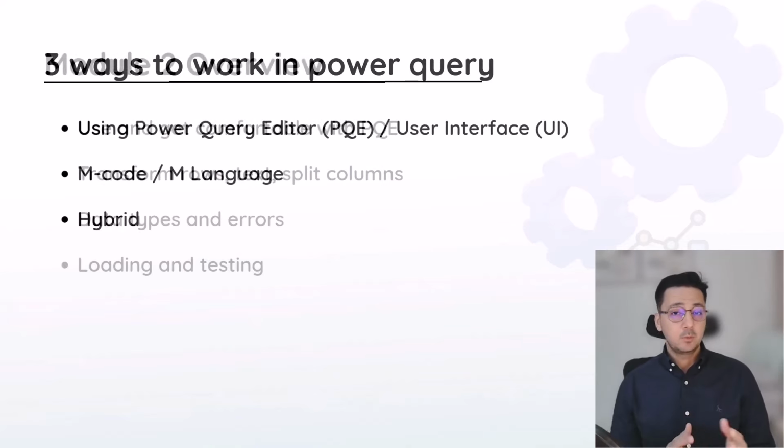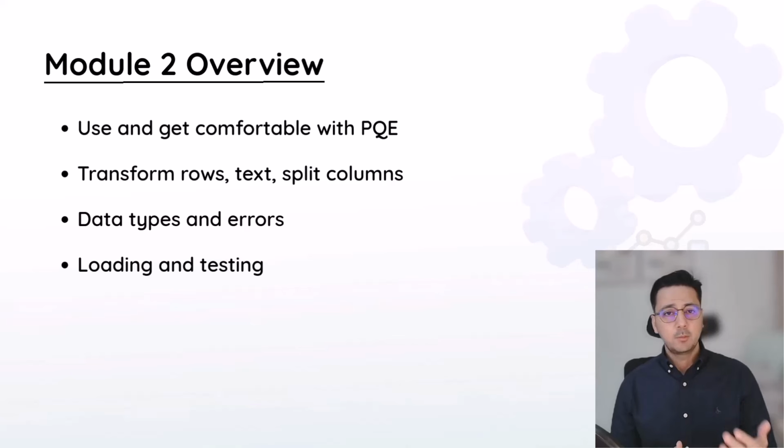In this module, as well as in Module 3, our focus will be on performing transformations using the Power Query user interface. The goal here is simple: to help you become more comfortable and confident using the Power Query editor for everyday data preparation tasks. These are some transformations you'll find yourself using again and again in real-world projects. More specifically, in this module, we'll cover how to remove and keep rows using different filtering patterns, clean and reshape text data, split columns using delimiters, and work with data types and errors. These are foundational tools for turning raw data into a clean, usable format.